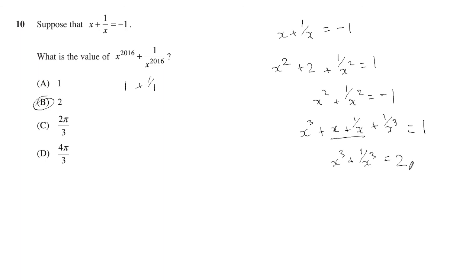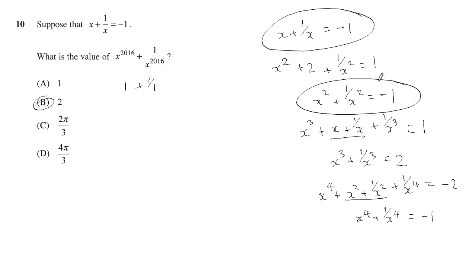Alright, great. Well, we can keep doing this. We can multiply that by that again. 4 plus... And we worked that out up there. That's negative 1, so let's move that across. So by now you might be suspecting a pattern. We had negative 1, and then negative 1, and then 2, and then we're getting negative 1 again.